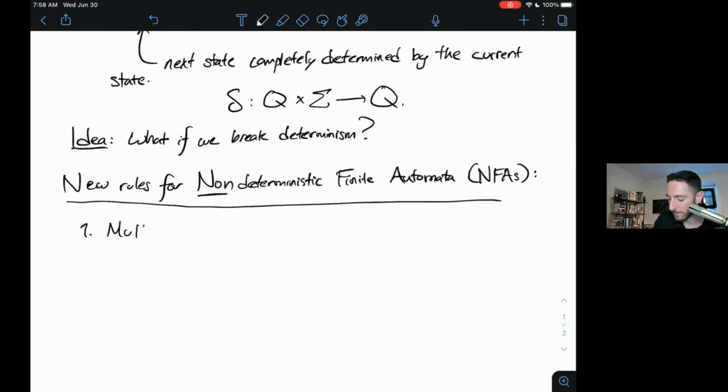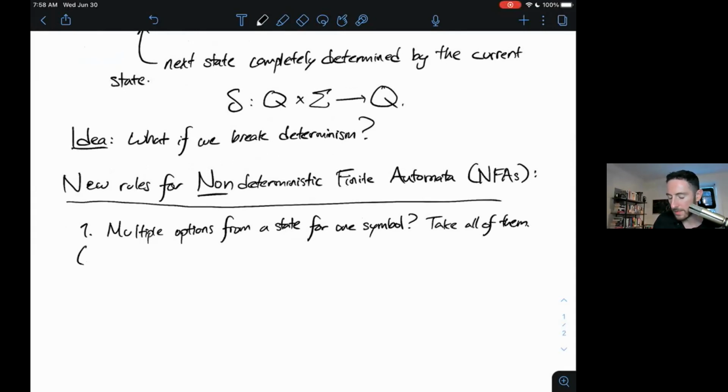If we have multiple options from a state for one symbol, what do we do? Well, we take both, or we take all of them. Essentially, we split into two branches of computation that run in parallel.